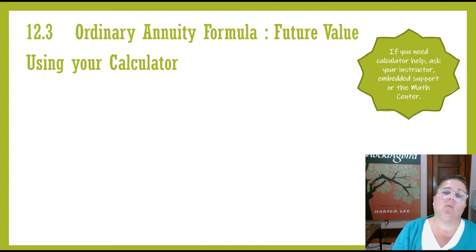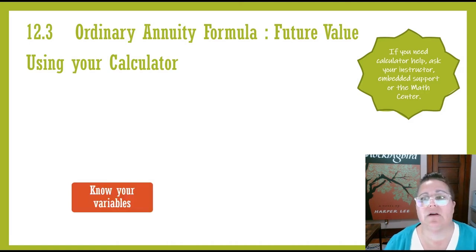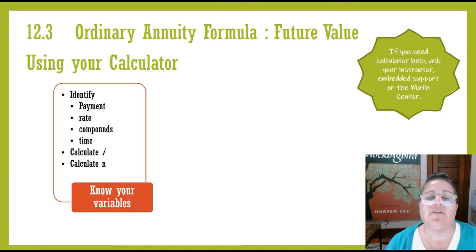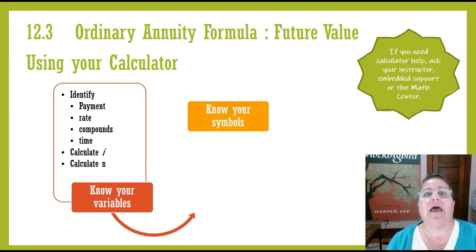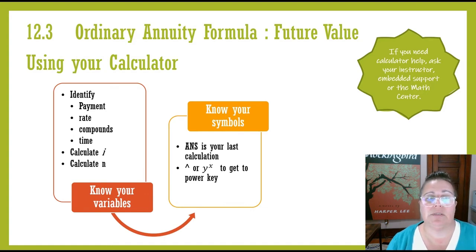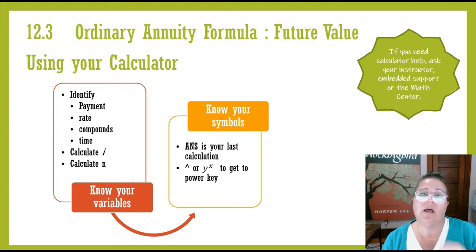All right? So when you go to use your calculator, make sure you know what your variables are. From your problem, identify your payment, your rate, your compounds total, the amount of time. Make sure you have your I and your N pre-calculated. And then on your calculator, know those symbols. ANS is your last calculation. Know how to get to your powers. Know how to raise it to a power. That's either going to be the little caret key or chevron key, some people call it, or some calculators have a Y to the X key. Now, some of you, if you know how to use your memory and your recall on your calculator, those are very helpful as well, right?